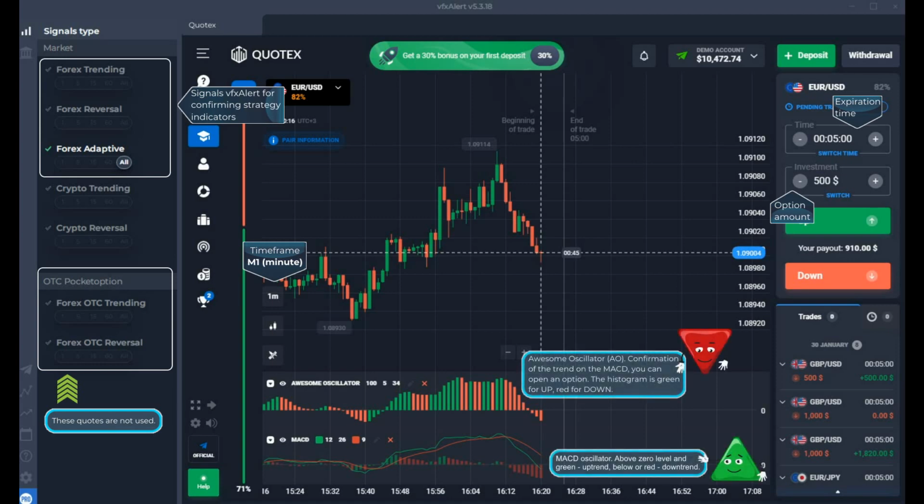A trend change is determined by the change in the color of the histogram of the MACD oscillator and its position to the zero level. The option is opened when the trend reversal is confirmed by the awesome oscillator histogram. The color change or breakout direction of the zero level should be the same as the MACD.